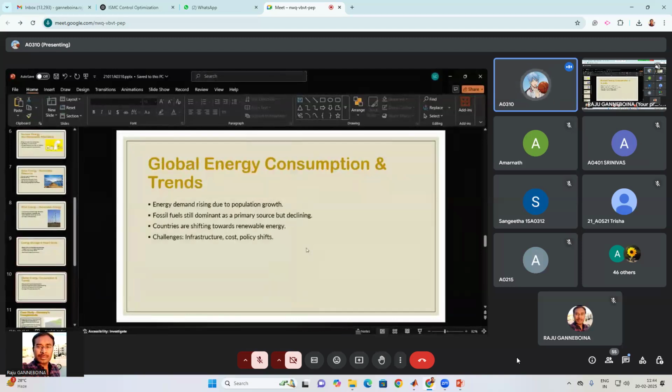Global energy consumption and trends. As the population is rising in the modern era, the energy demand is also increasing. And even though the switch from non-renewable to renewable is not happening as completely as expected, fossil fuels still remain the primary source. Even though fossil fuel use is declining, most countries are planning to shift towards renewable energy. Some of the challenges include high initial costs, policy change, the lack of mindset among people to shift to renewable sources, and also infrastructure.